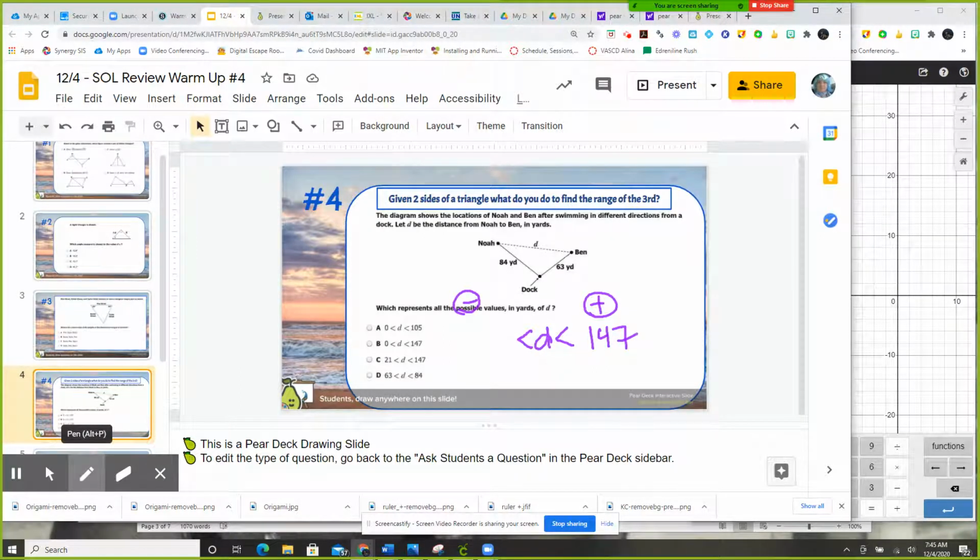So if we open up the hinge, open up that angle to make it super obtuse, because we don't know what direction Ben and Noah are going in, right? They could go in any direction. So if they go farthest apart, they're going opposite directions from each other. That's 147. If they go in the same direction, then we want to subtract because Noah's gone farther than Ben. 84 minus 63 is 21.